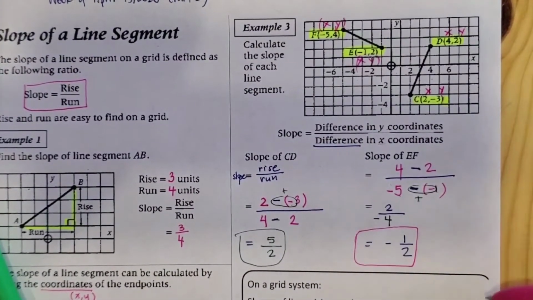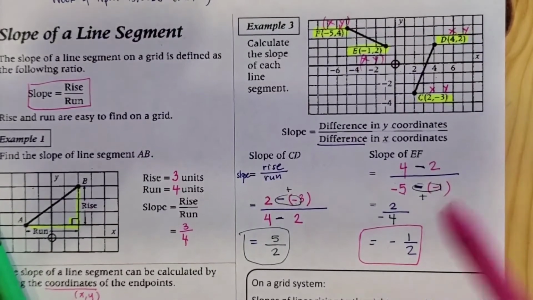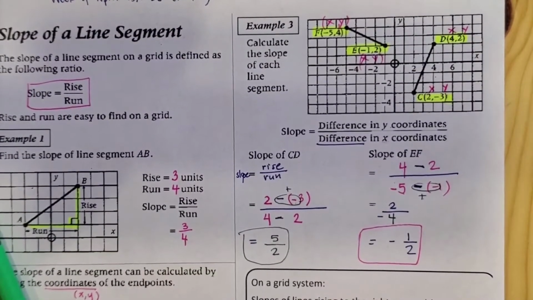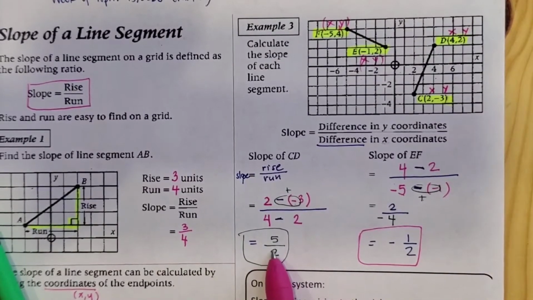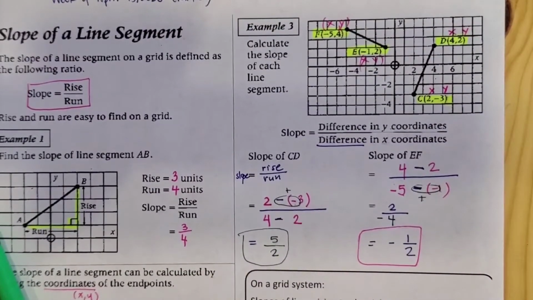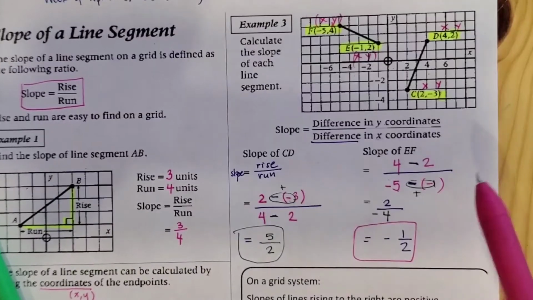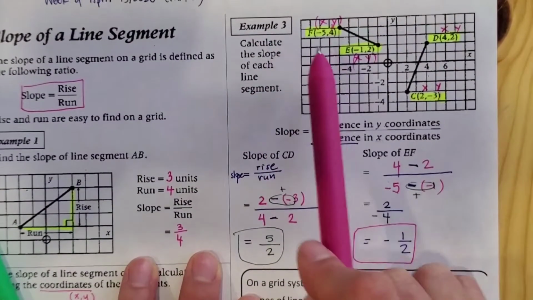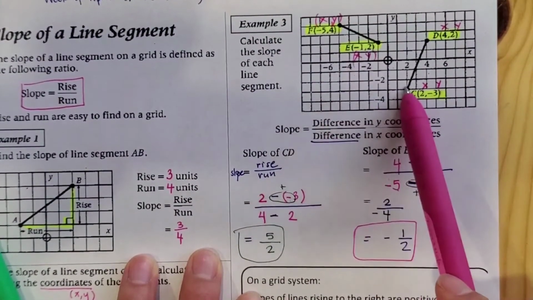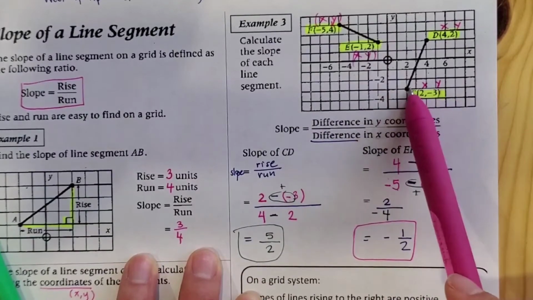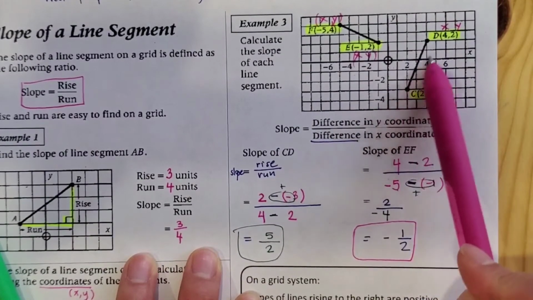Okay, so there's a little note here that says, if you take a look, one is a negative slope and the other is a positive slope. Slopes of lines rising to the right are positive. So if you read it like a book, going from left to right, notice that it's going upwards.